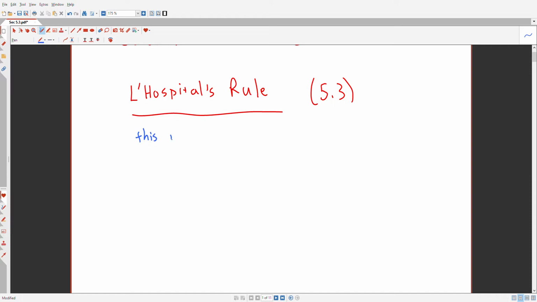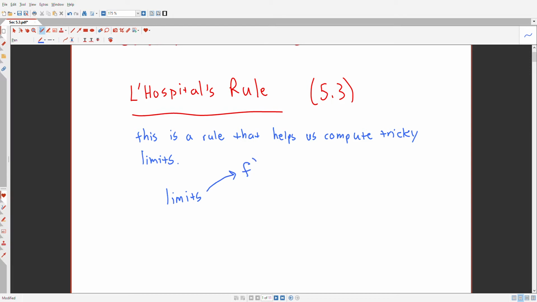This is a rule that helps us compute tricky limits. It's kind of weird if you think about this. Our journey through calculus began in a pre-COVID January, and we began then with talking about limits. We used the notion of limits to define derivatives and to talk about continuity, right? And in chapter 6, we're going to use limits to talk about integrals and areas.